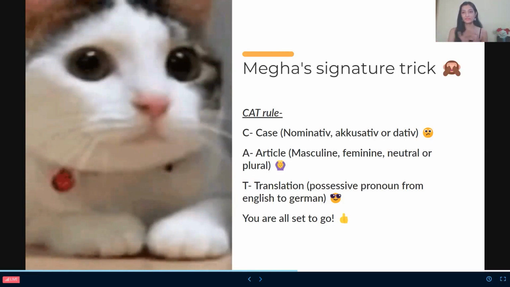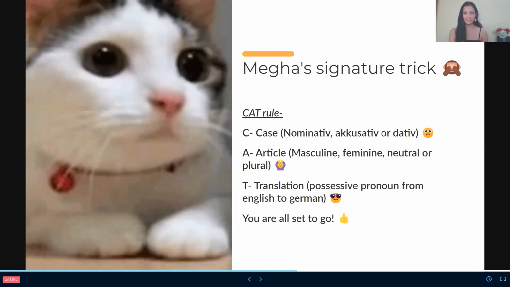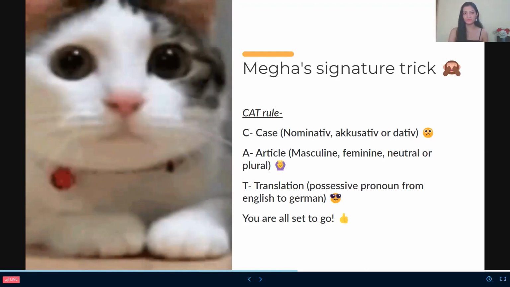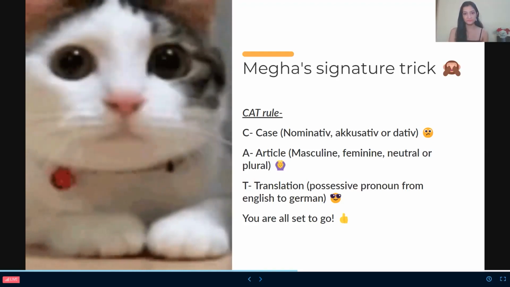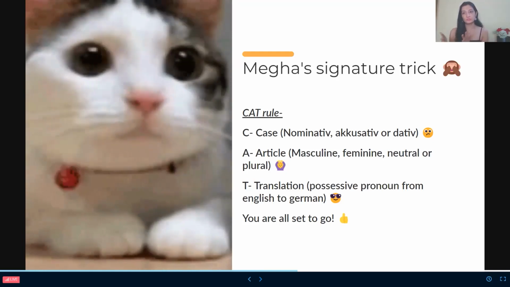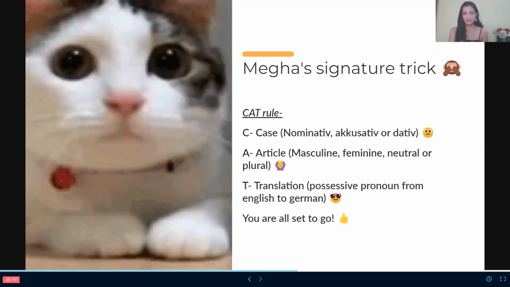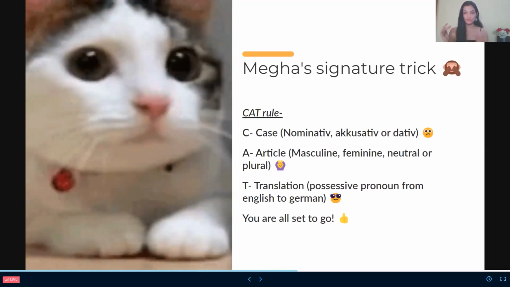So it's the CAT rule. In CAT rule, I literally don't mean an actual cat. Here C stands for case, A stands for article, T stands for translation. C stands for case, which is nominative, accusative, or dative. A stands for article, which is masculine, feminine, neutral, or plural. T stands for translation, which is possessive pronoun from English to German, like my to mein and his to sein, like that. Okay. And if you know the case, you know the article, you know the translation, in short, if you know the CAT, so you are all set to go.